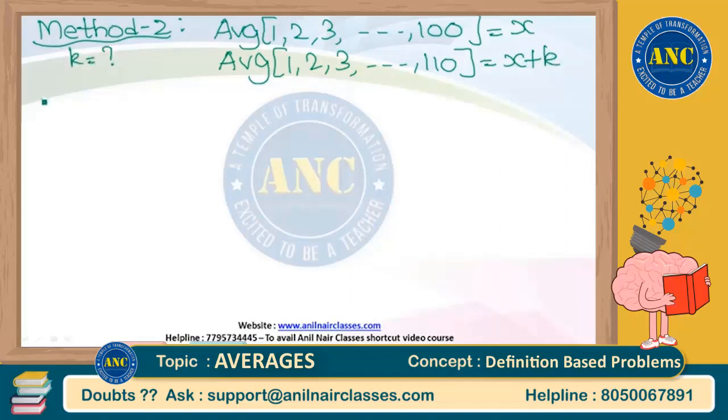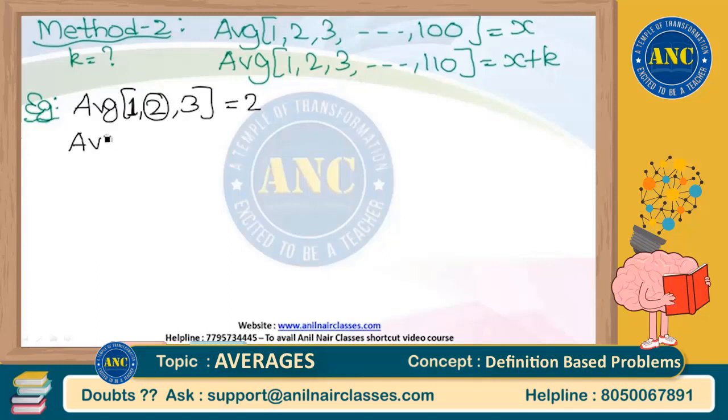Now see here, method 2. Before solving the actual question, let me take a small example for you to understand. Suppose the average of 1, 2, 3. What is the average? It is the middle value, 2. The original series has 3 terms, and the original average is 2. I will increase the series by one more term. It becomes the average of 1, 2, 3, 4, which is the middle value 2.5, or first term plus last term by 2: 1 plus 4 is 5, and 5 by 2 is 2.5.